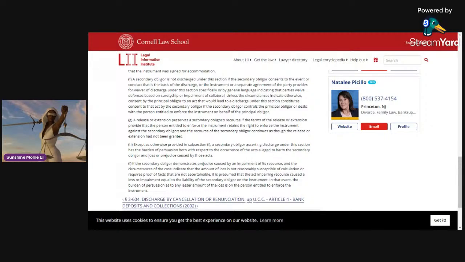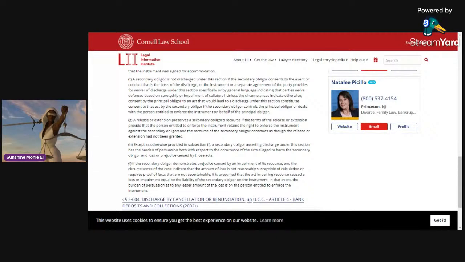Except as otherwise provided in subsection 1, a secondary obligor asserting discharge under this section has the burden of persuasion both with respect to the occurrence of the acts alleged to harm the secondary obligor and loss or prejudice caused by those acts. So, these are telling you your rights as a co-signer. You can have your own extensions and recourse and stuff like that, as long as the initial terms and conditions allow it.